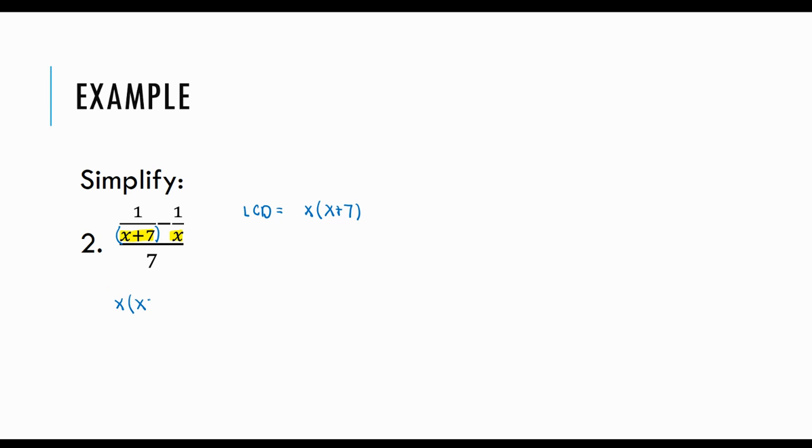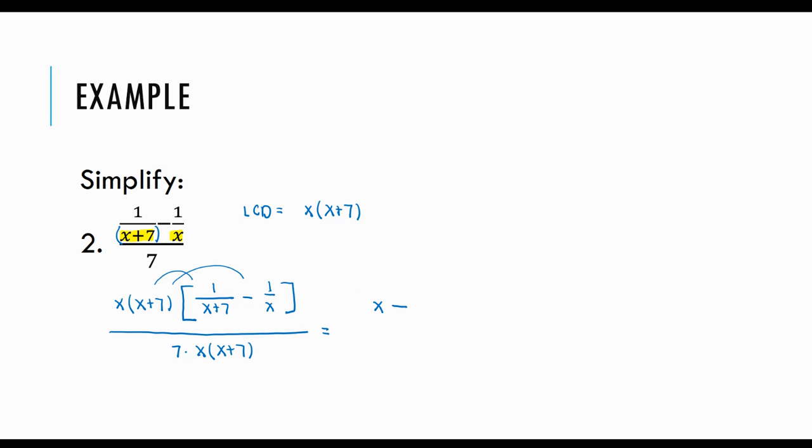So x times x plus 7 is going to get multiplied by 1 over x plus 7 minus 1 over x. And the same thing's happening in the denominator. That 7 in the denominator gets multiplied by the x times x plus 7. Okay, so I'm going to distribute in the numerator. Remember, the whole point is that I should be clearing away the fractions. So with the first fraction, the x plus 7s cancel. And that leaves you with 1 times x, which is just x.